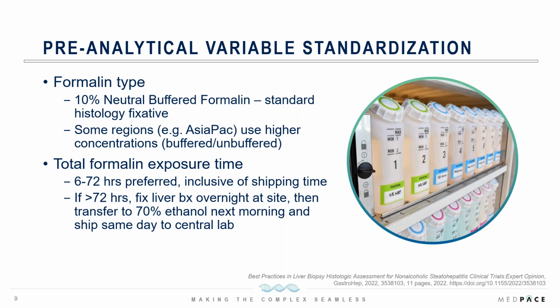Now the formalin type does have a bearing and can alter the staining characteristics of these liver biopsies. So having a standard buffered formalin, 10%, helps reduce that variability in the staining of these liver biopsies that are being sent to the pathologist.